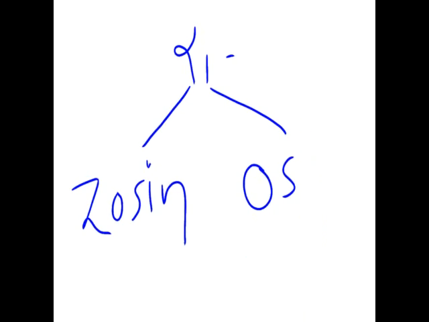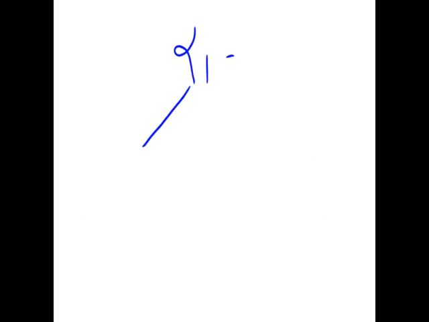Now we will move to the zosin part. There are prazosin, terazosin and doxazosin. They generally have the quinazoline in their structure. So I will draw the structure.